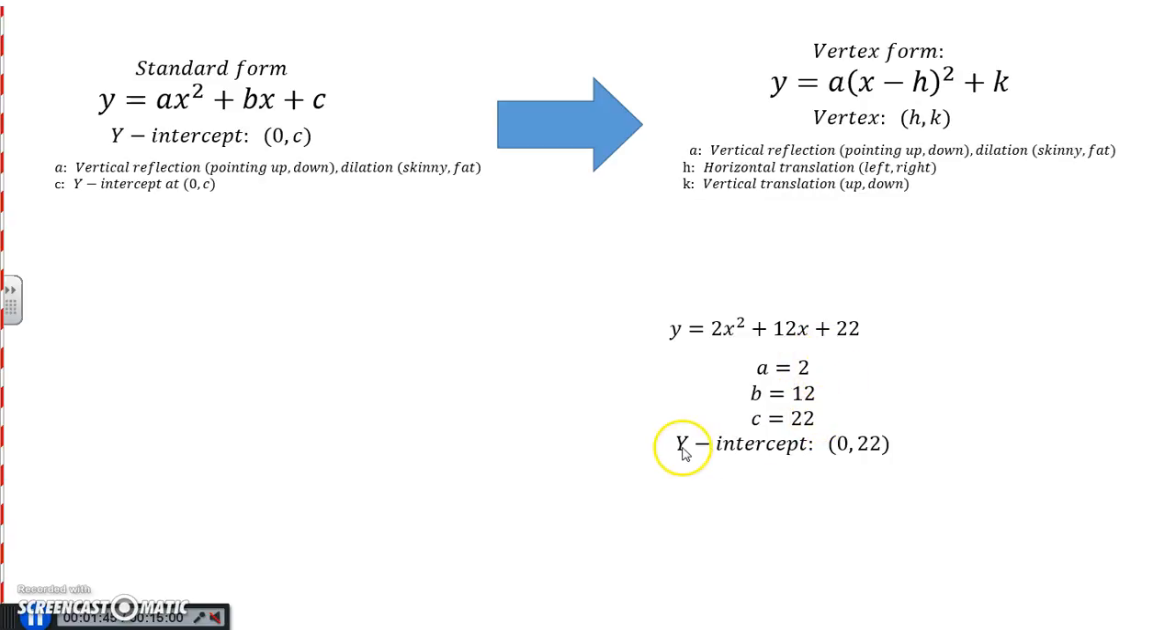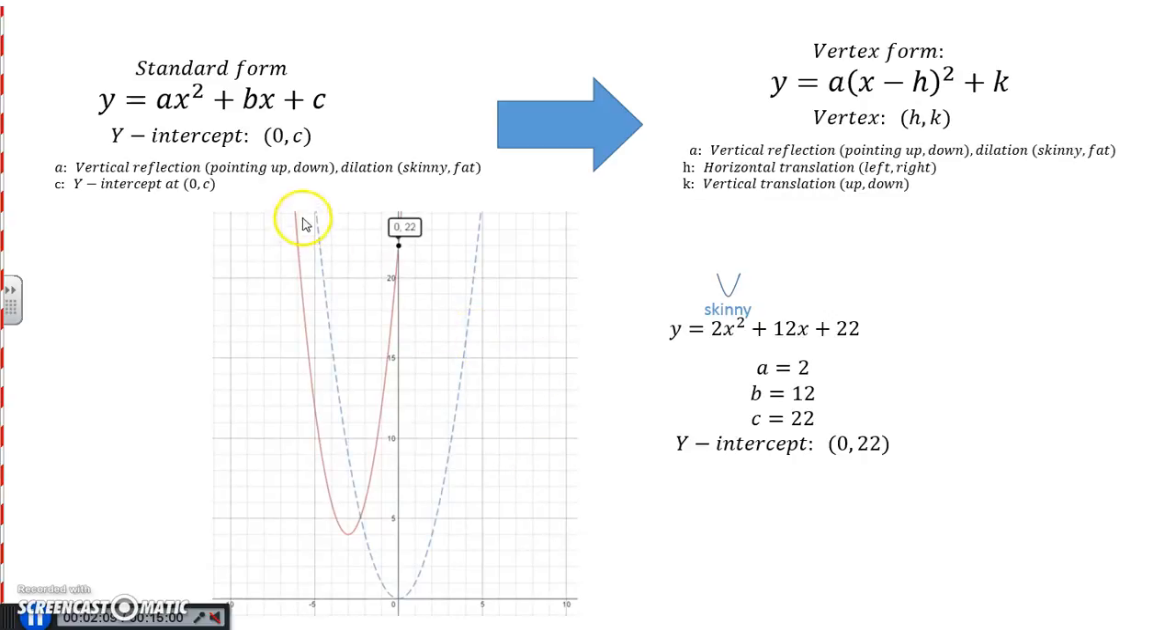We know that there is a y-intercept at (0, 22), because c is equal to 22. Because a is positive, that means it's going to be pointing upwards. We also know, because the absolute value of a is greater than 1, that this is going to be stretched, or it's going to become skinny, because it has a vertical dilation.